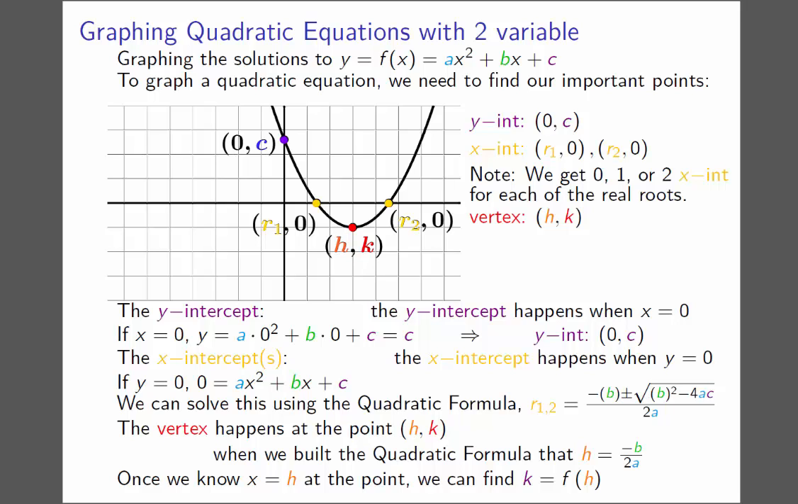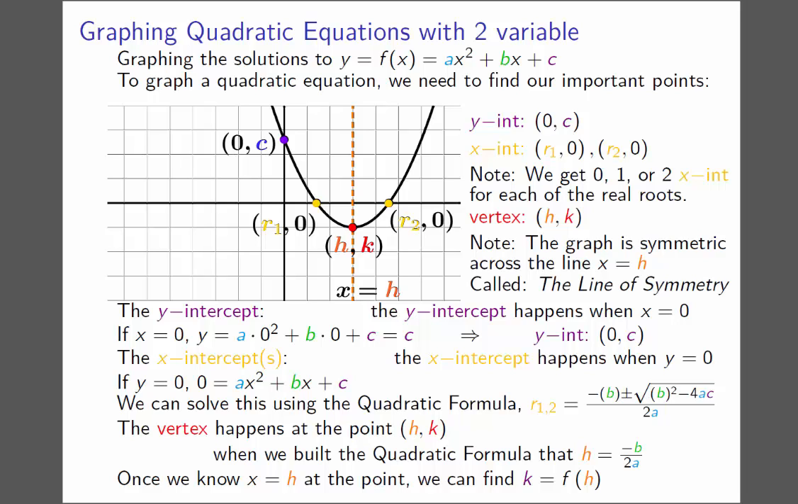One more thing to keep in mind when we graph a quadratic equation is that the graph is symmetric across the line x equals h, the vertical line going through our vertex. This is called the line of symmetry.